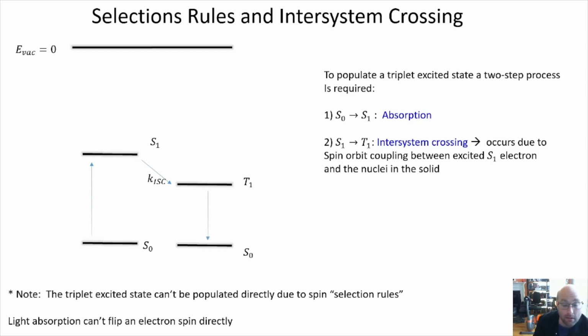So if you do get an intersystem crossing, you can populate the triplet. And then the triplet can, of course, decay back to the ground state. And that's referred to as phosphorescence. Typically that's a slower process than fluorescence, again just because T1 can't directly decay to S0 because of the spin selection rule. You can't just emit a photon of light and flip the spin.